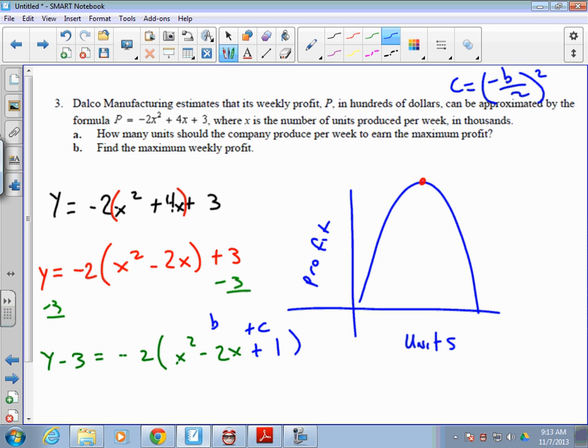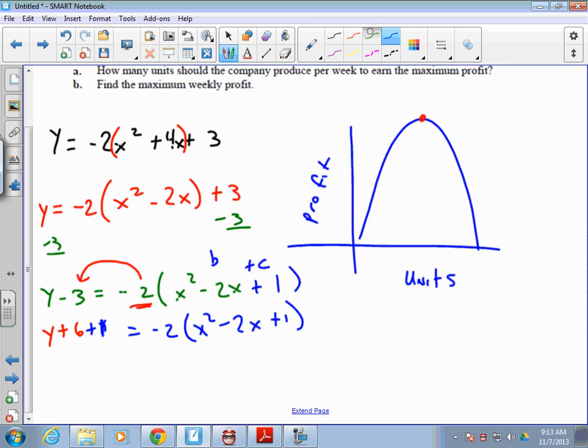Okay. But remember, the one thing we had to change yesterday, you have to take this value and multiply it by this. So a negative 3 times a negative 2 is going to be a positive 6. So y plus 6. And then we just added c's value in at plus 1. So plus 1 equals negative 2 times x squared minus 2x plus 1. And we'll factor that perfect trinomial out. It's going to get cleaned up in a second.